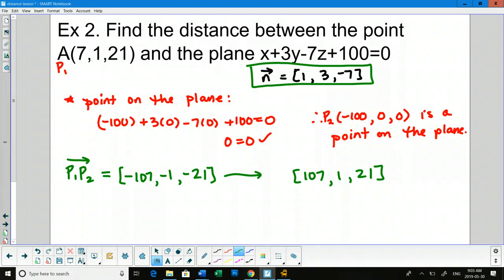Sorry, how do you get the Z component? 0 minus 21. Oh. Am I wrong? Never mind. Oh, okay.